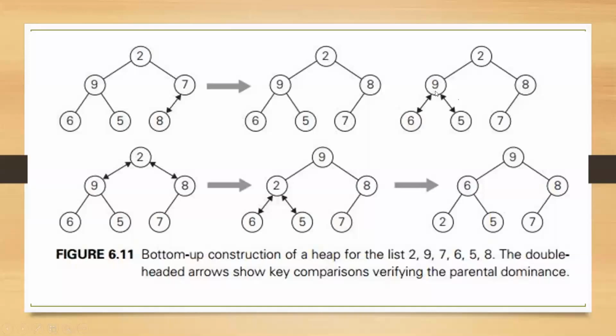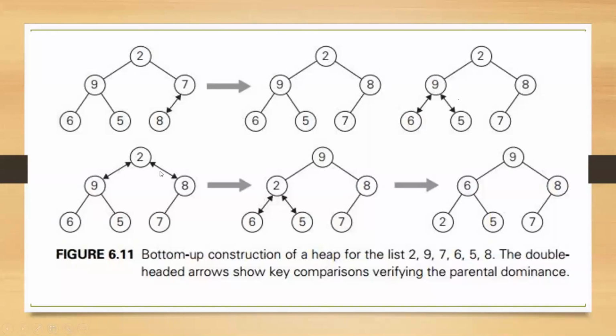Next, you have to move to the root node. Go to the next parental node in the reverse order. First you took 7, then you took 9, then you are going to 2. Coming to this 2, now check whether this 2 satisfies the parental dominance.